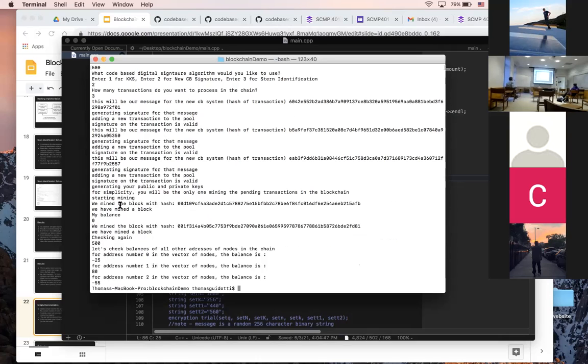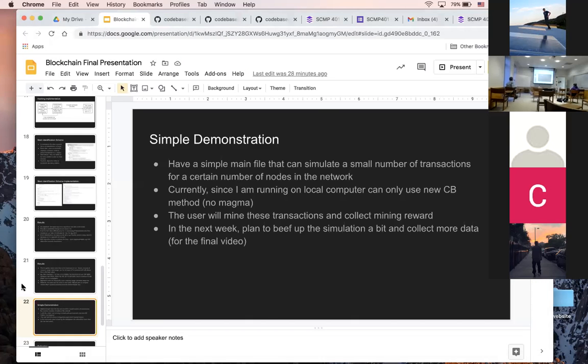And then now the user is going to mine. This is your balance before mining, obviously 0, and I set the mining reward to be 500. So after you've mined the block successfully, you receive the reward. And then we're going to check all the other balances of all the nodes. So I just put a few nodes in there. So randomly, this is just what happened. These two people have paid out to this person here who's received their money. Okay.